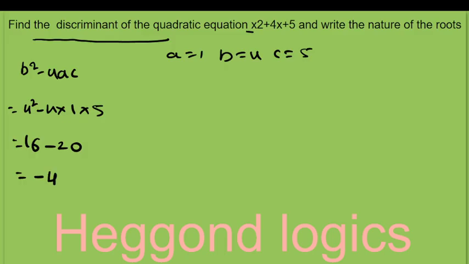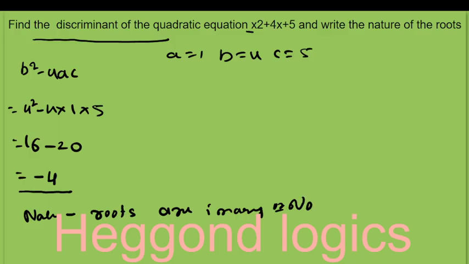Now the roots of this quadratic equation are no real roots. The nature of the roots: the roots are imaginary. Imaginary means no real roots.